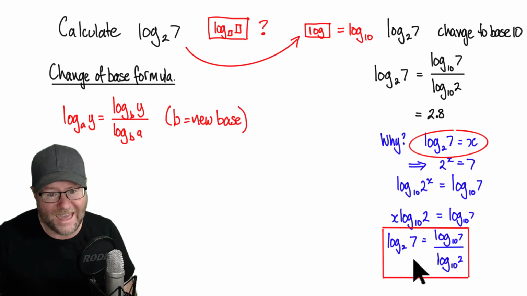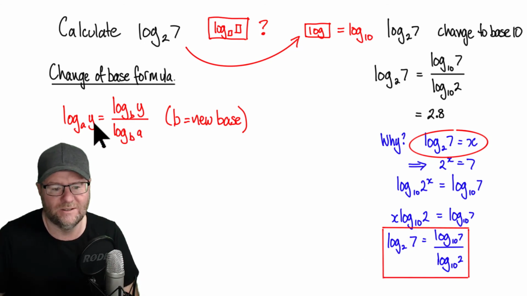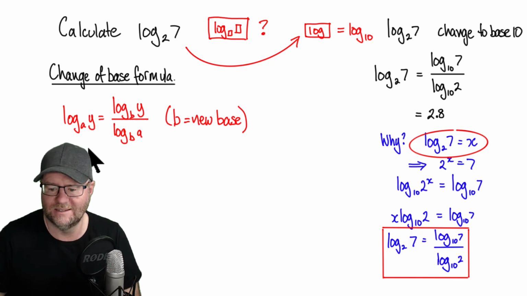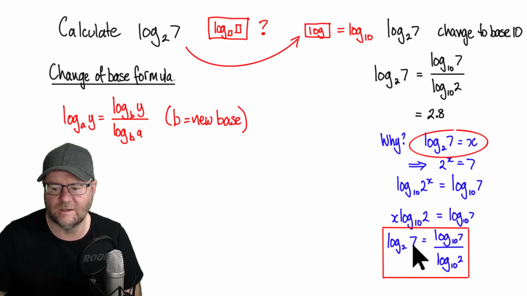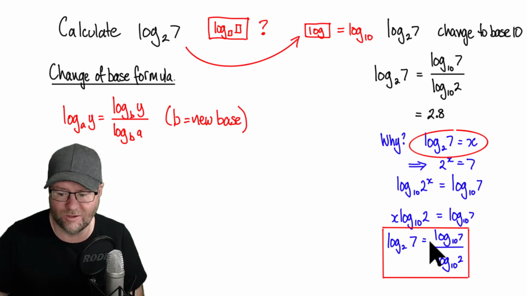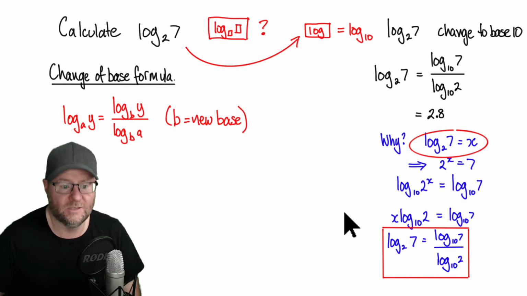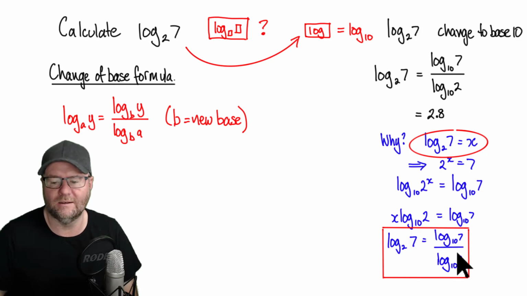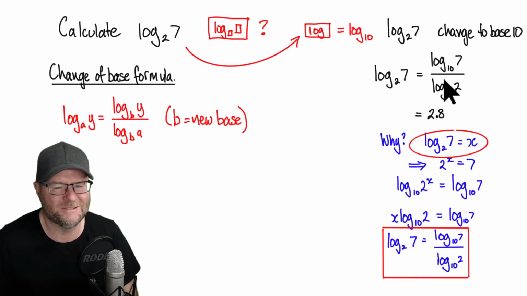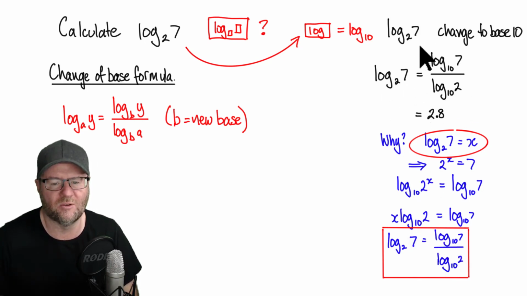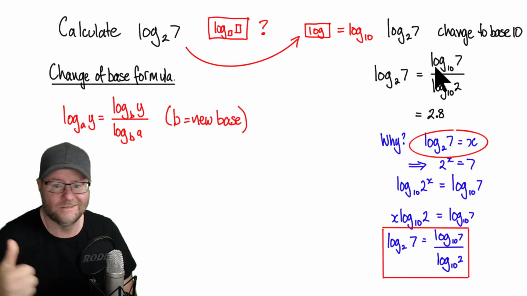Have a look at that. That is exactly what we did when we changed the base. Log to the base 2 of 7 equals log to the base 10 of 7 over log to the base 10 of 2. Whatever my new base was, in this case, it was a log of base 10. So that's just showing you, I guess, proving this change of base formula, how we get it, why it works. But like I said, the main thing is, as long as you memorize it, you know how to apply it. Great job. Well done.